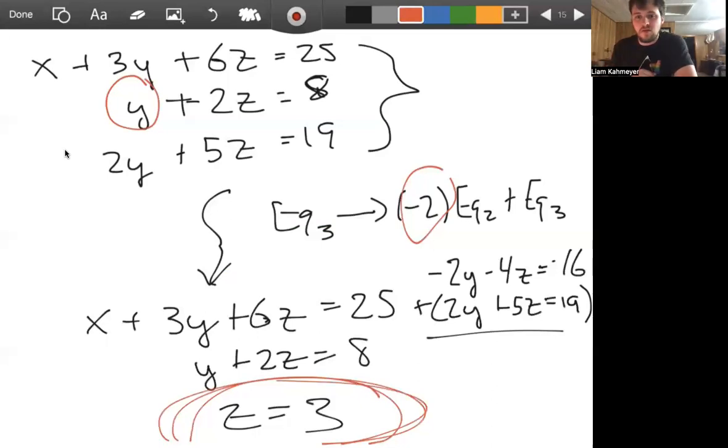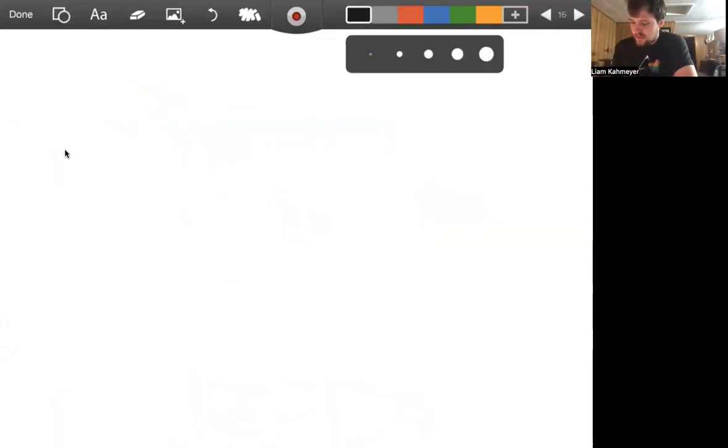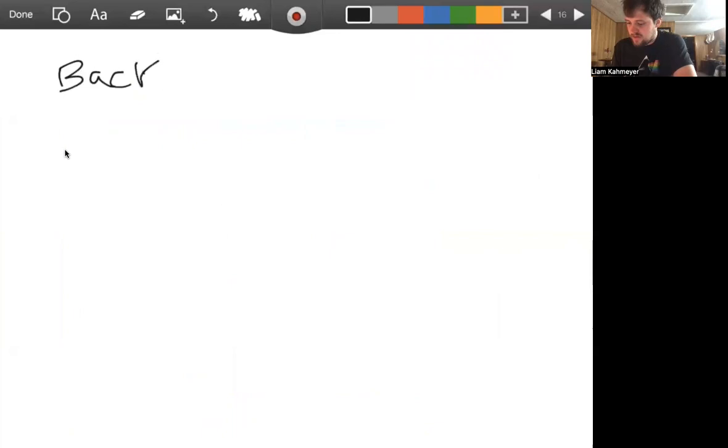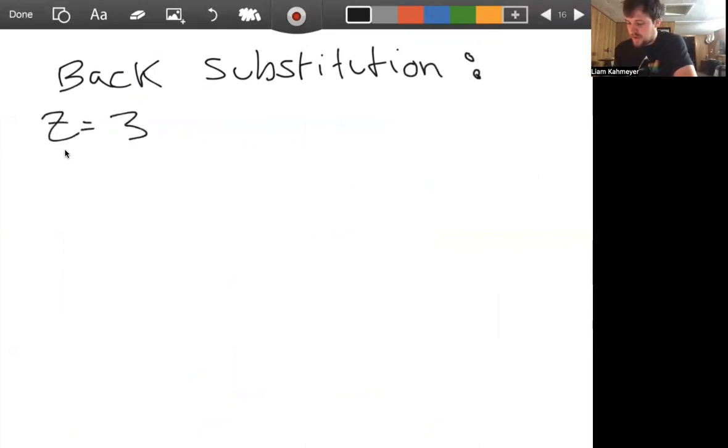And so via 2 elementary operations, we've learned that z equals 3. And then we do what's called back substituting. So here, we're going to do back substitution. Basically, we take z equals 3 and we sub this backwards, right? We started with these equations and then we made all these simplifications to remove variables. And now we go back and find what that variable was.